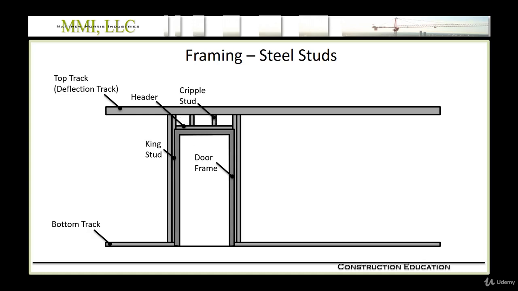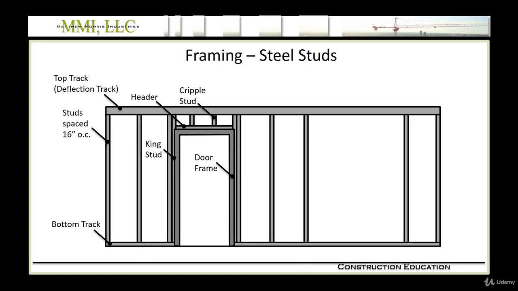Okay, next we have cripple studs, and you see cripple studs between a header and the top track, or also between a sill and the bottom track. And then we have our studs, and studs are typically spaced 16 inches on center, and they just run wild through the partition at 16 inches on center.